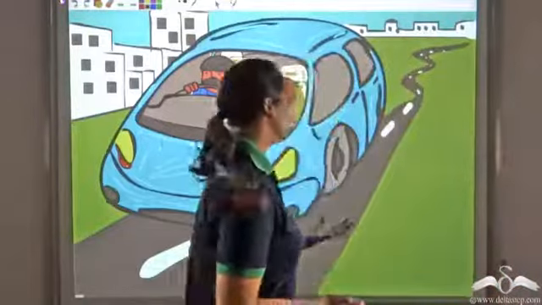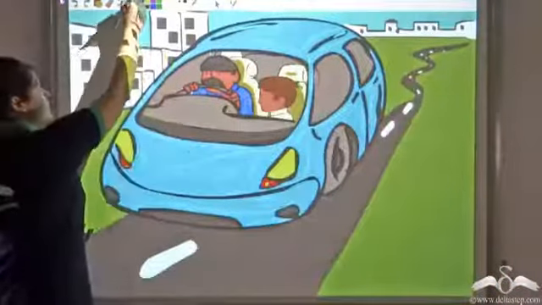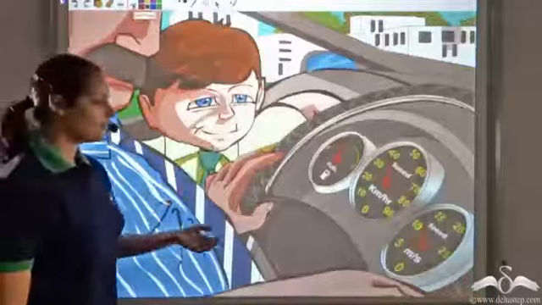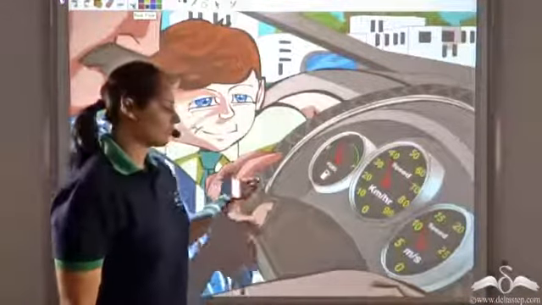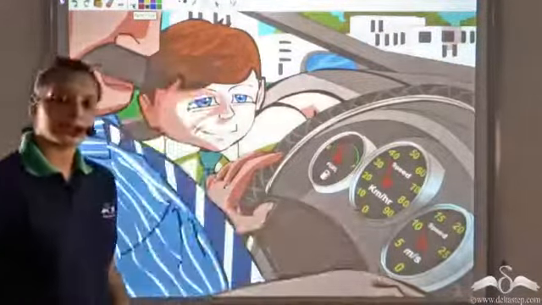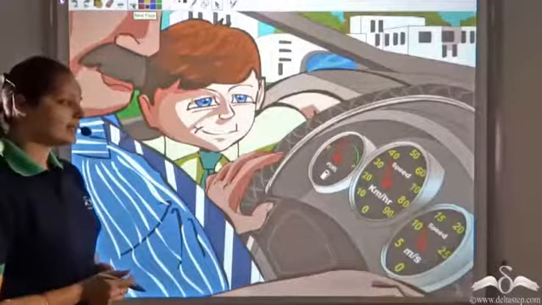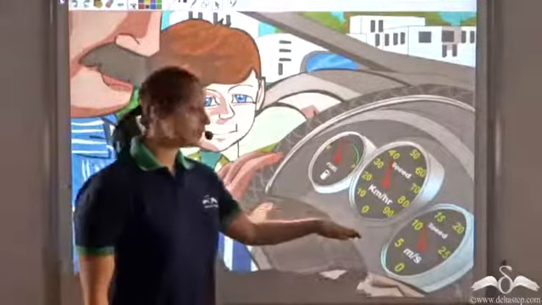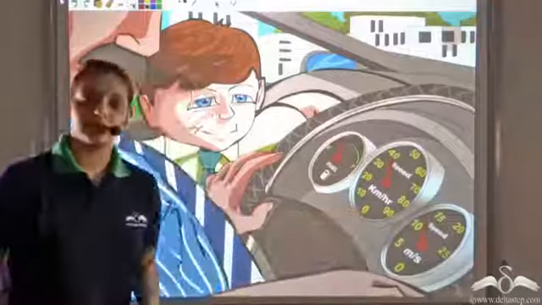So while going to the school, he observes a meter at the driver's seat and he gets interested. So he asks his dad what this meter is. His dad tells him that this is a speedometer which is telling the speed of the car.